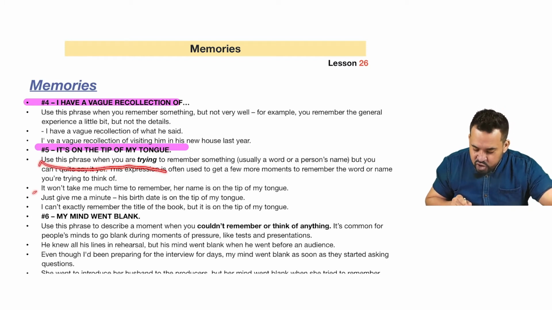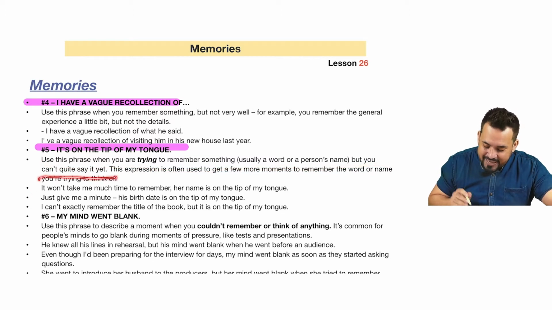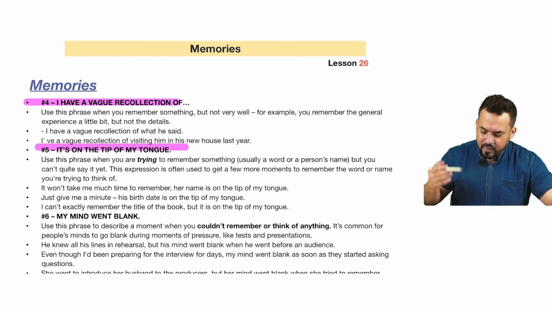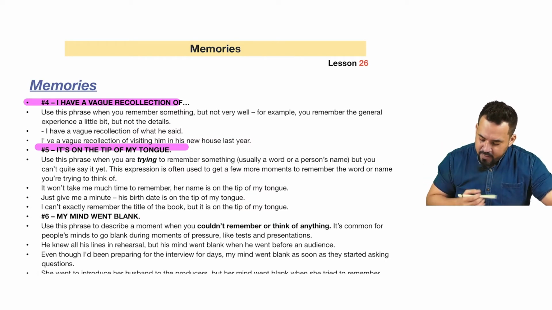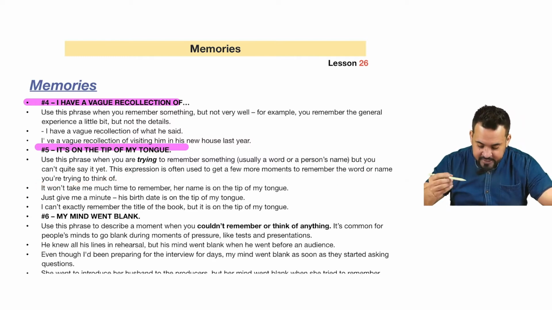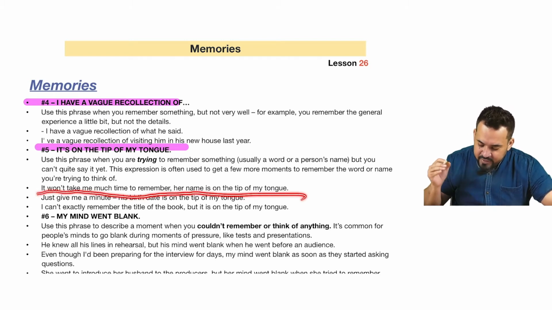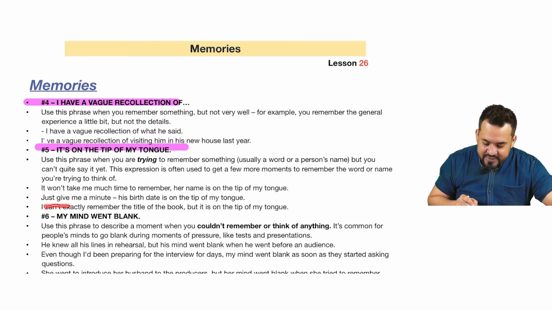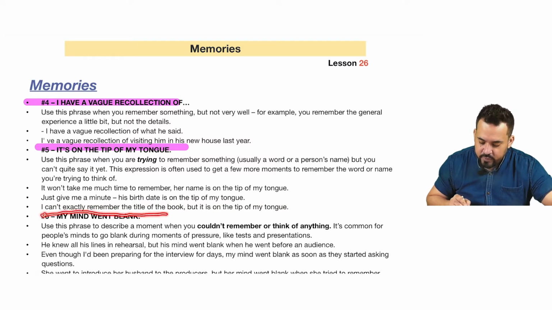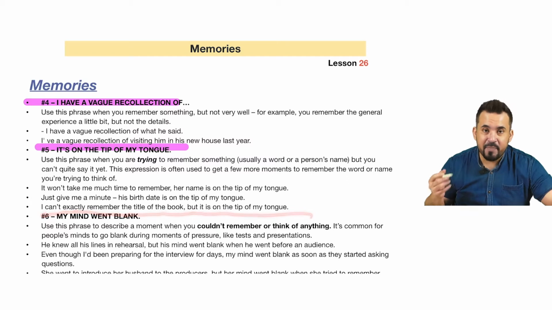Use this phrase when you are trying to remember something, usually a word or a person's name, but you can't quite say it yet. This expression is often used to get a few more moments to remember the word or name you're trying to think of. Okay, let's take a look at some examples. It won't take me much time to remember her name. It was on the tip of my tongue. Just give me a minute. His birth date is on the tip of my tongue. I can't exactly remember the title of the book, but it's on the tip of my tongue.